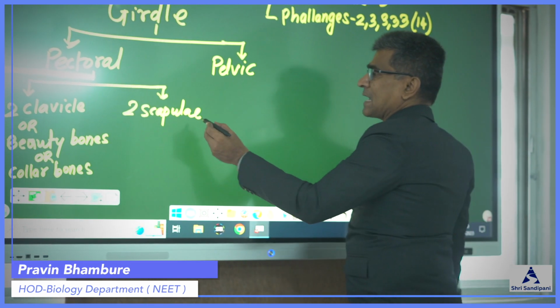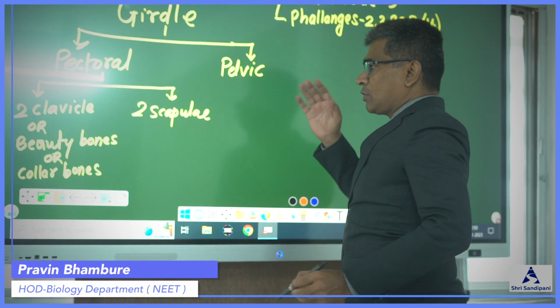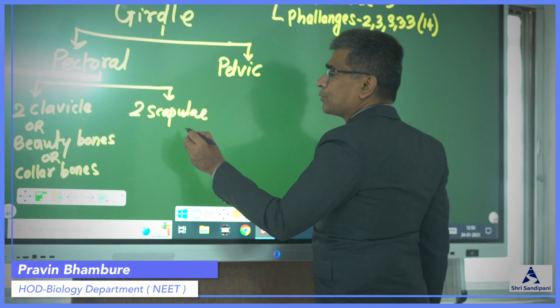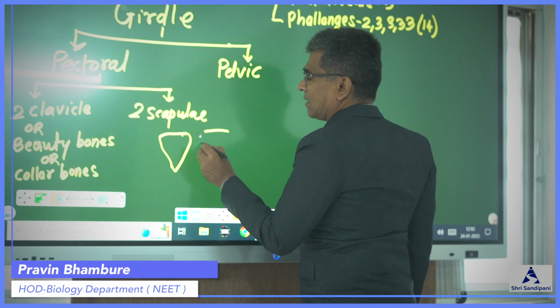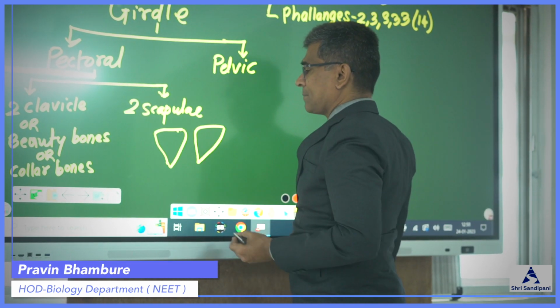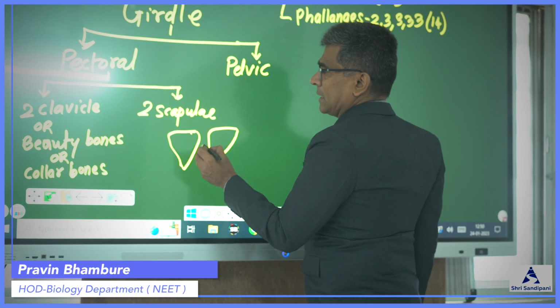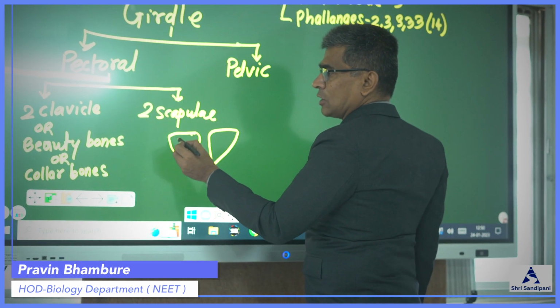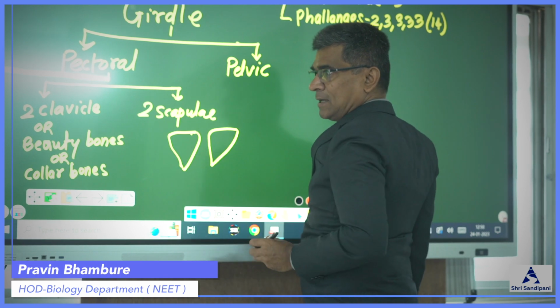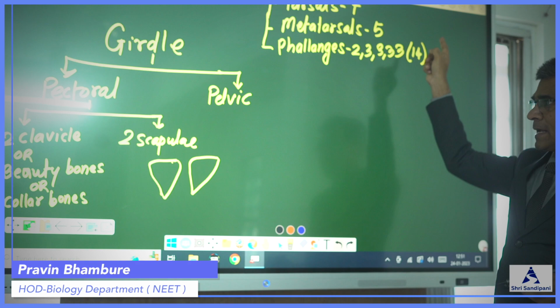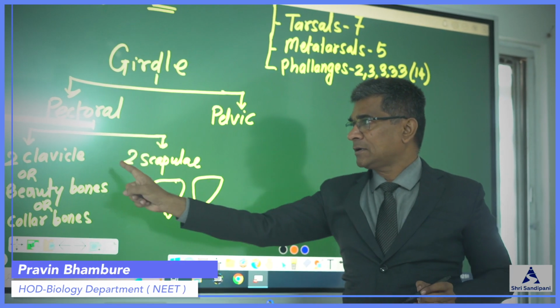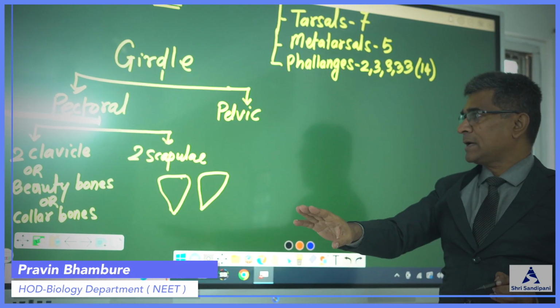Now, if you go to scapulae, if you touch your back, there will be 2 triangular bones which you can feel on the back side of your body, and they are called scapulae. So these are flat triangular bones. So in total we have finished 120 above and here these 4, so 124 bones we have already studied.